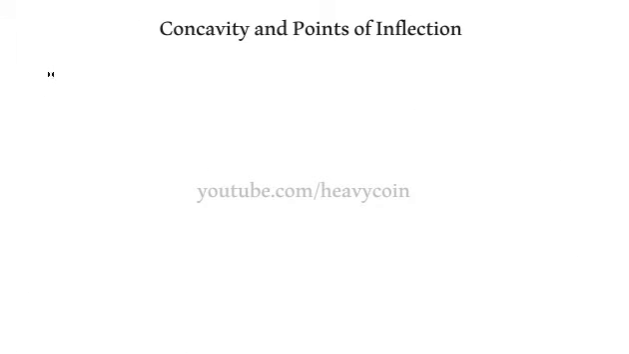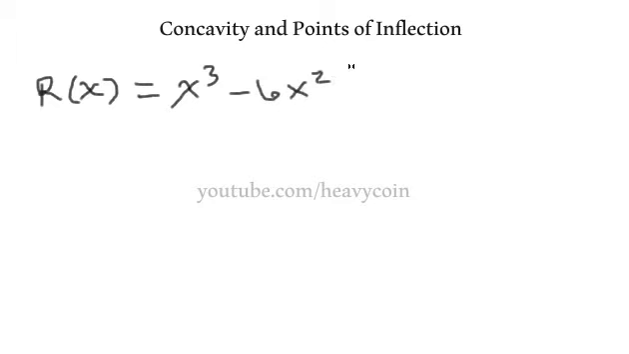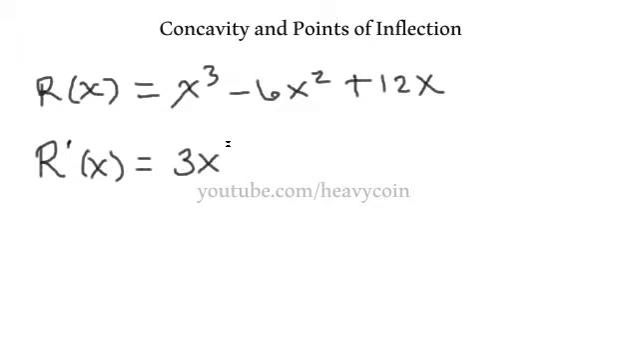Okay, let's look at another one. In this one that I'm about to write up, we'll call the function r. How's that? So this is going to have all kinds of stuff. We have x cubed minus 6x squared plus 12x. The first thing I'm going to do is take the first derivative, r prime of x, which gives us 3x squared minus 12x, and then plus 12.